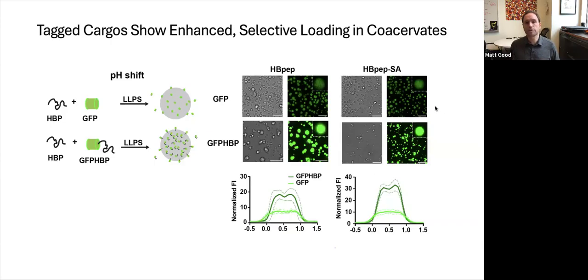And what Bobby wanted to do was increase the selectivity or the overall level of partitioning. So he included some of the peptide sequence onto his target, in this case GFP, and was able to show he could increase the loading, right? So this is just co-assembly of a target of interest with the compartment. Of course, this is not what our main focus is.